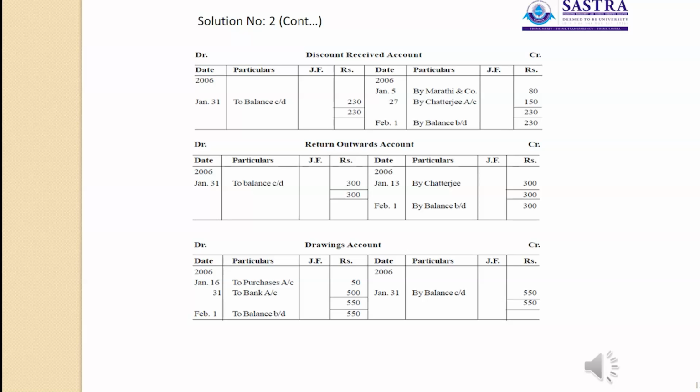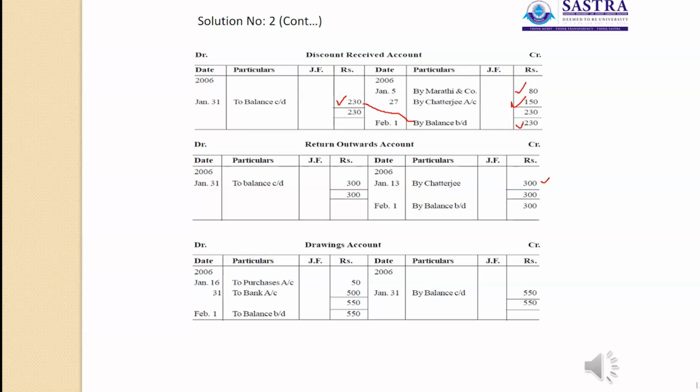The next one is discount receipt account. Discount receipt January 5th. We received the discount from Marathi and Company rupees 80. Discount receipt from Chatterjee rupees 150. So the total amount of discount receipt is 230. So 230 is transferred at the end of the month. Then this amount is transferred to the month of February 1st, 230.